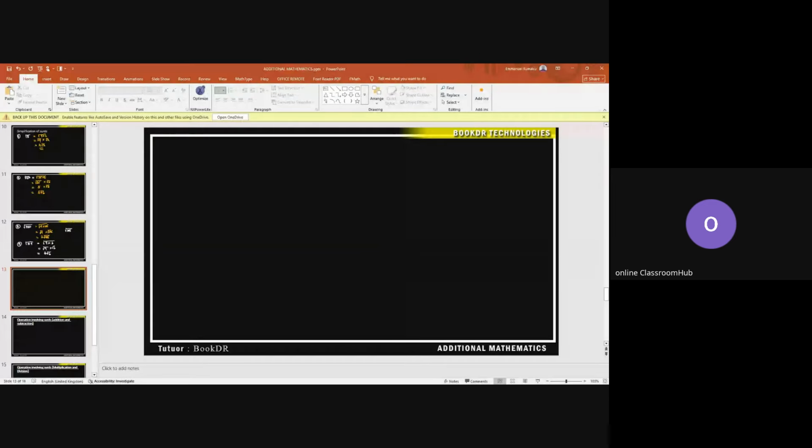Let's look at the last example. We'll look at the last example and then we'll go to the next session. That's question number 5. The square root of 587.